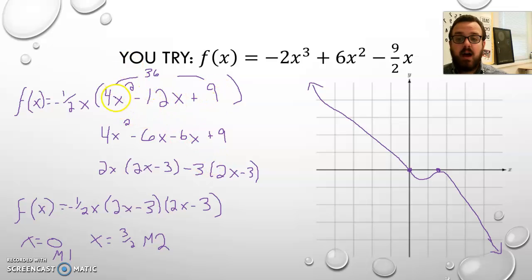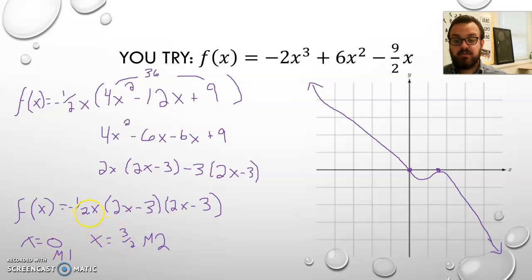I said, hey, factor by grouping, 4 times 9 is 36. What two numbers multiply to 36, add to negative 12? That's negative 6x, negative 6x. Take out GCFs, factor, and I ended up with f of x equals negative 1/2 x times 2x minus 3 times 2x minus 3. That made my two roots x equals 0 and x equals 3/2.